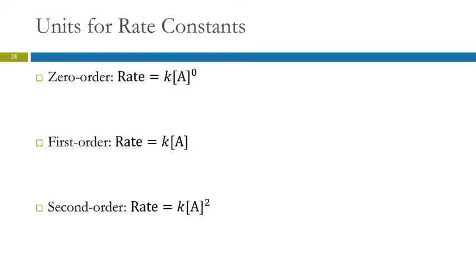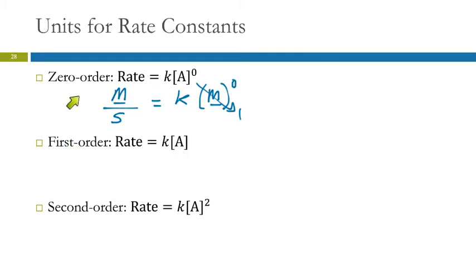Okay, so let's look at what the units are on the rate constants for these different ordered reactions. Well, to figure this out, what are the units on the rate? Molarity per second. Yes, the unit on rate will always be molarity per second. And what's the unit on the concentration of A? Molarity, right? So this is going to equal the constant times molarity raised to the 0 power. So that goes to 1, right?